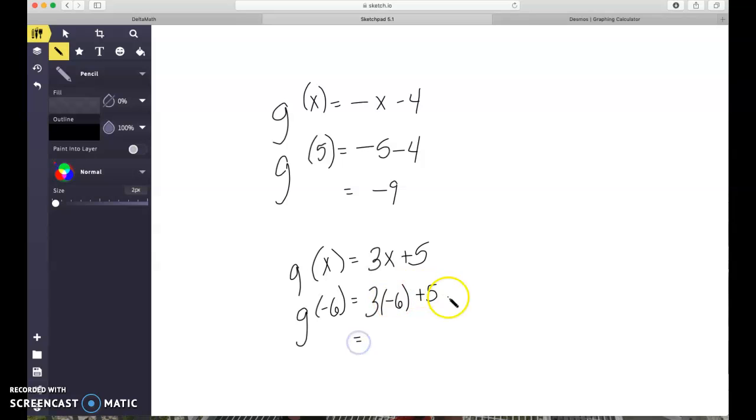Right? So 3 times negative 6. Now we're going to follow PEMDAS, or order of operations. Please excuse my dear Aunt Sally. Nothing to do inside the parentheses, no exponents, so then we're going to do our multiplication. 3 times negative 6, which is negative 18. And last we'll do our addition. Negative 18 plus 5 gives me negative 13.